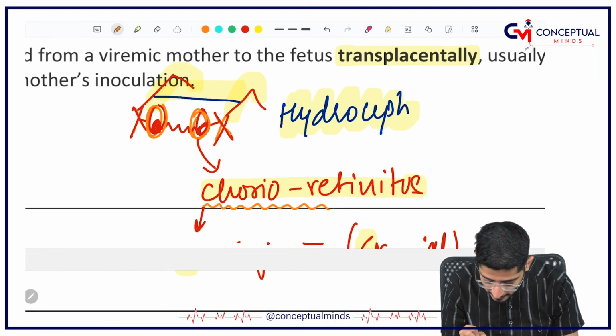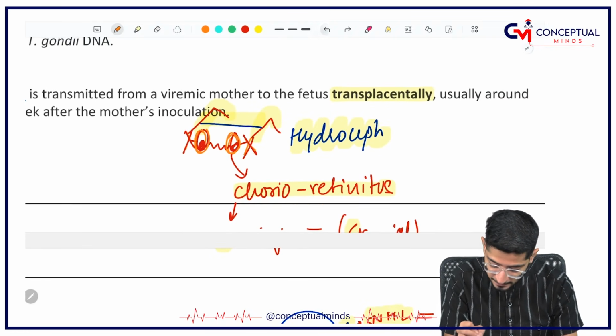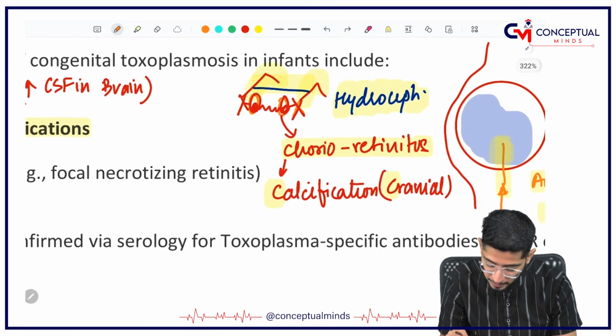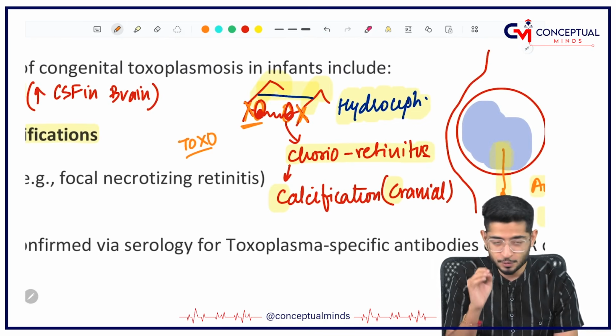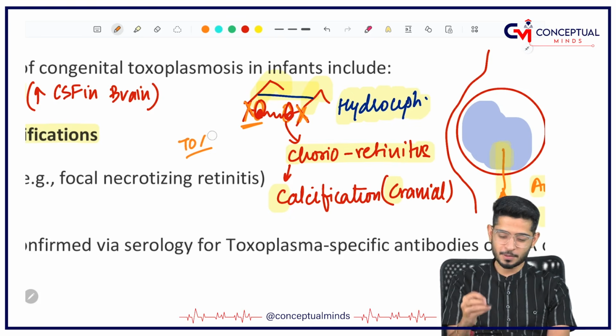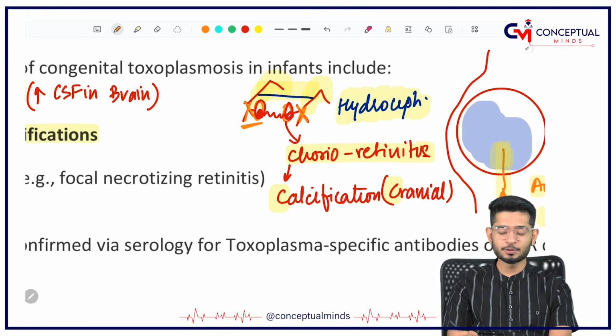So chorioretinitis. Okay. Yeah, chorioretinitis. And then what is this X? X is toxo. That's why I have written like that. So toxo, I have made a specs out of it. So these eyes are for chorioretinitis.